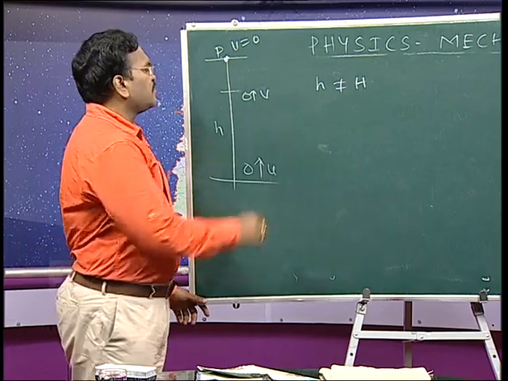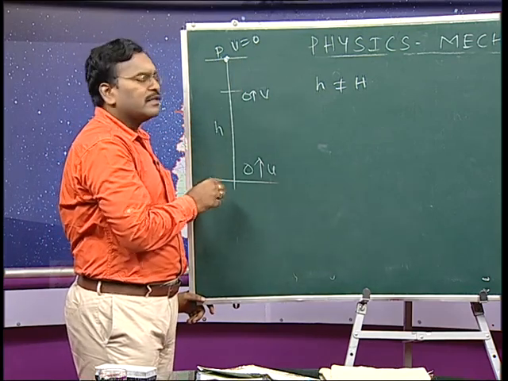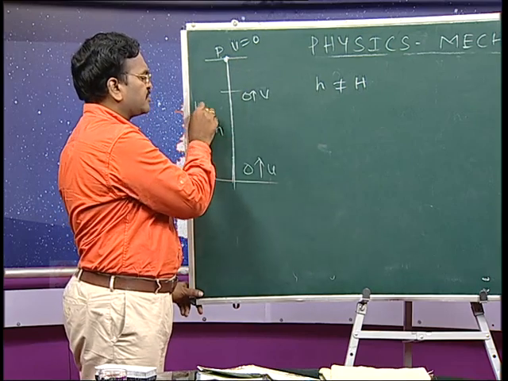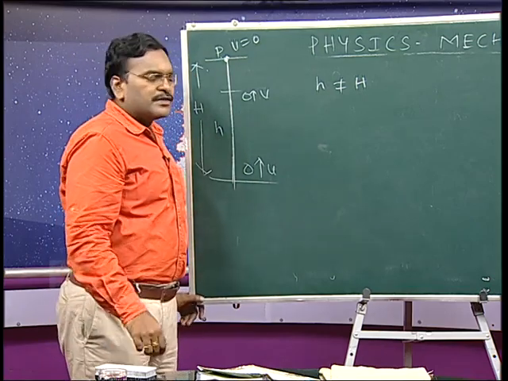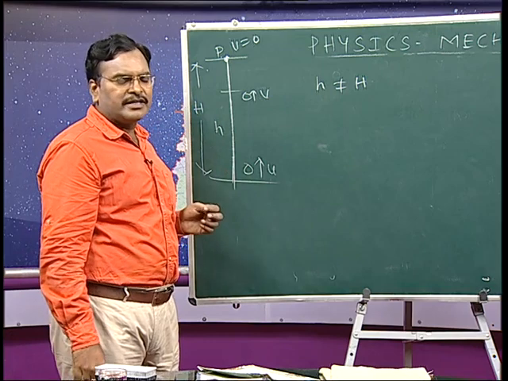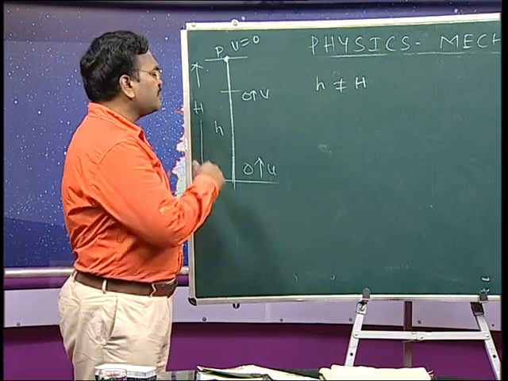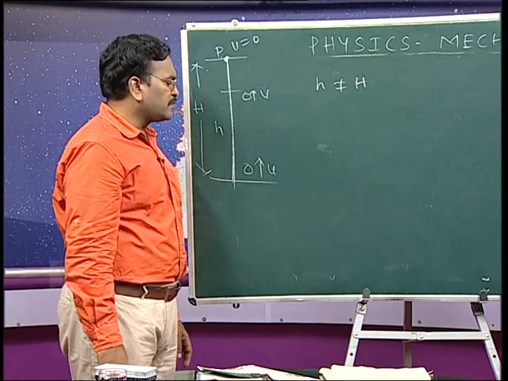Highest point. So, maximum vertical displacement of a particle from the ground. Maximum vertical displacement is denoted by capital H. Now, when a body is projected upwards, the highest point reached by the body is called what? Maximum height. It is nothing but the maximum vertical displacement of a particle from the ground.